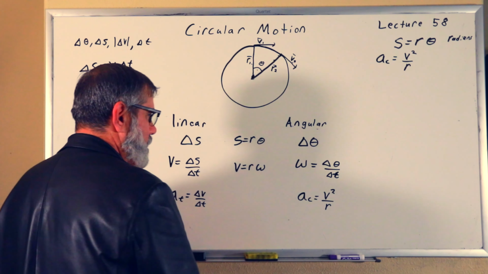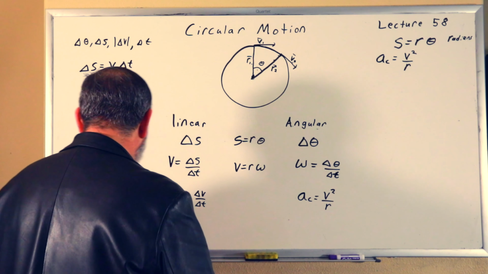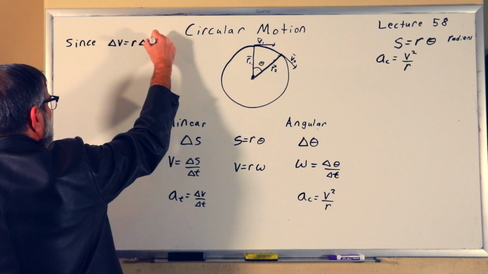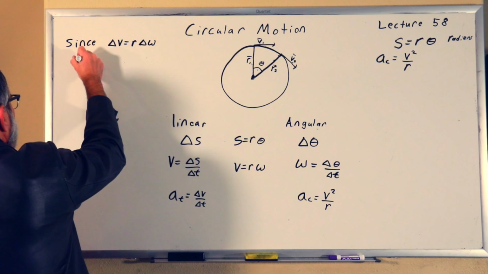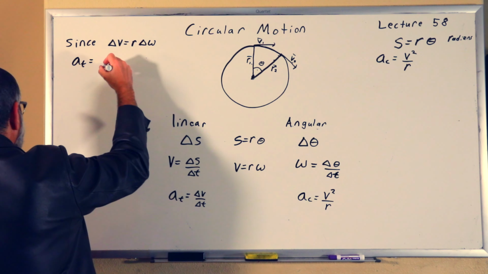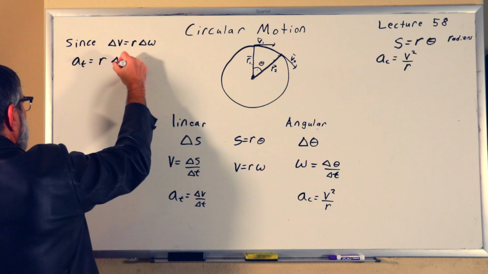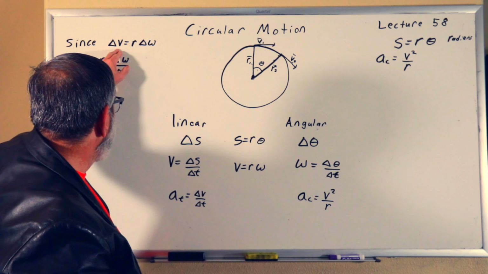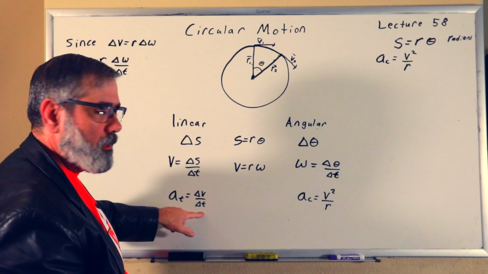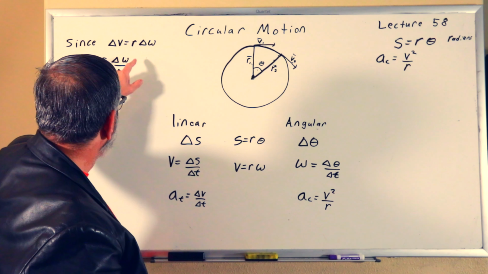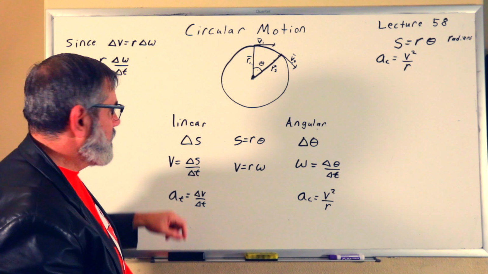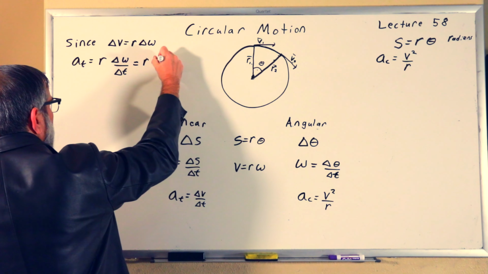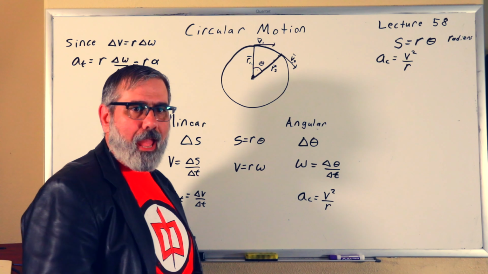We're going to modify this to put it in terms of these angular units. But first, since delta v is equal to r delta omega, we can write that the tangential acceleration is equal to r delta omega over delta t, because all I did was divide delta v by delta t. That is my tangential acceleration from here, and that will be equal to r times delta omega divided by delta t. We're going to call this delta omega over delta t alpha, where alpha is our angular acceleration.